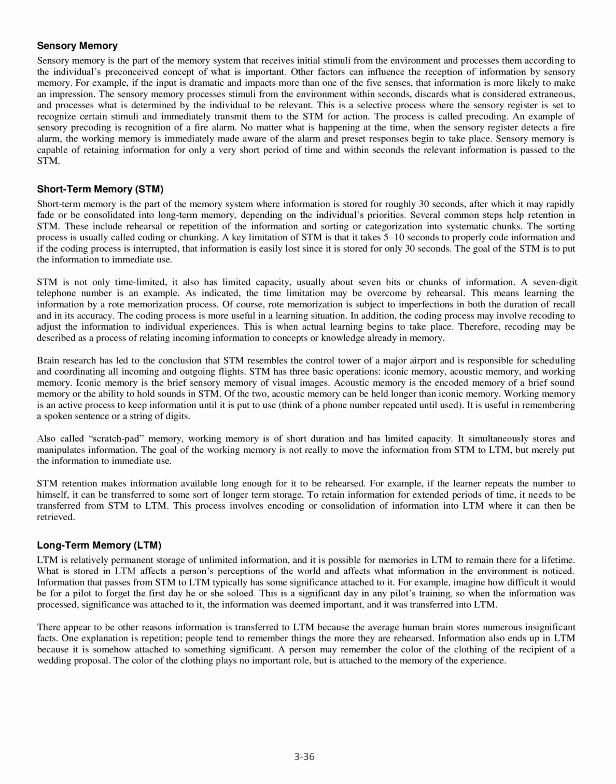Short-term memory, STM. Short-term memory is the part of the memory system where information is stored for roughly 30 seconds, after which it may rapidly fade or be consolidated into long-term memory, depending on the individual's priorities. Several common steps help retention in STM. These include rehearsal or repetition of the information and sorting or categorization into systematic chunks. The sorting process is usually called coding or chunking.